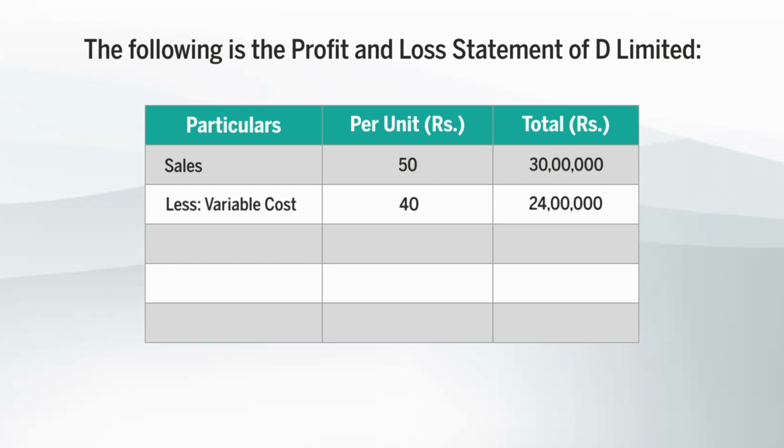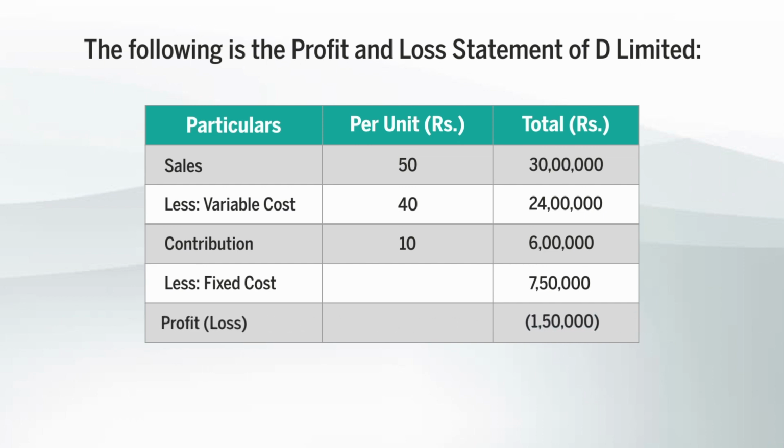From that, variable cost has been deducted. Per unit variable cost is ₹40, and total variable cost is ₹24 lakhs. The difference is nothing but contribution. Contribution is ₹10 per unit, and total contribution we have is ₹6 lakhs. At present, fixed cost is ₹7,50,000, and the difference here is a loss of ₹1,50,000. So, at present, the company incurs a loss of ₹1,50,000.